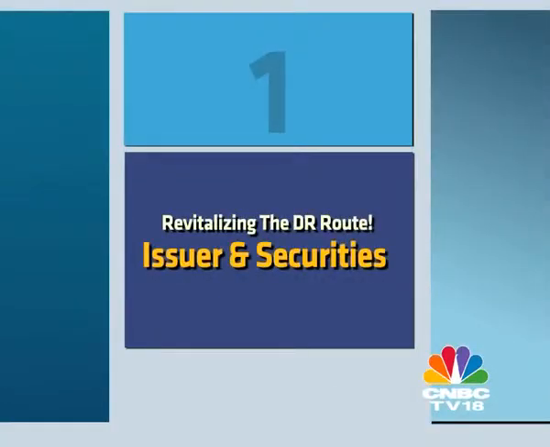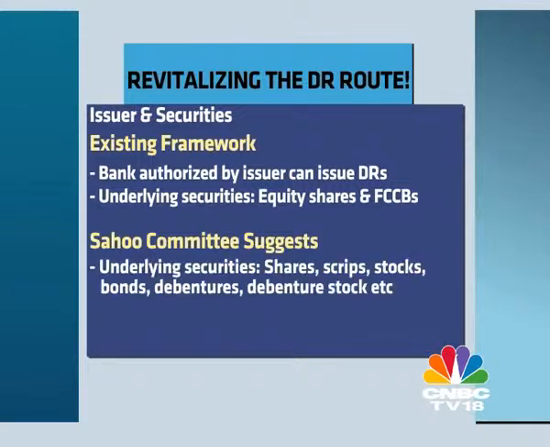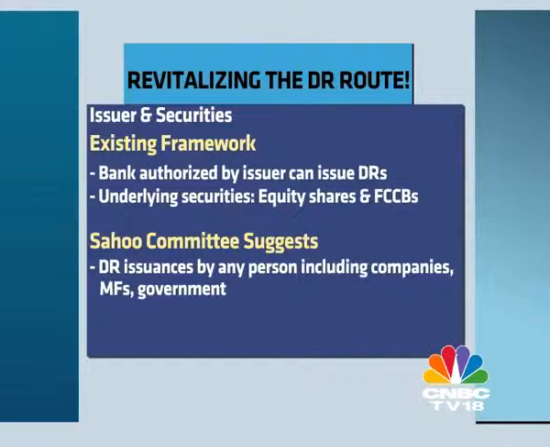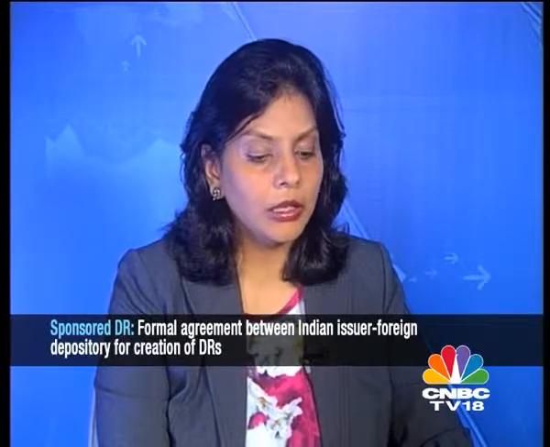The first key suggestion by the Sahu Committee intends to deepen the DR market. It has proposed DR issuances on the back of all securities such as shares, scrips, stocks, bonds, debentures, debenture stock or other marketable securities, and a wider list of issuers including listed or unlisted companies, mutual funds, government or any other issuer. I think the one really positive move from the expansion of the DR eligibility criteria is making it broad-based to include listed, unlisted companies, including both sponsored programs and unsponsored programs, whether capital raising or for non-capital raising purposes.